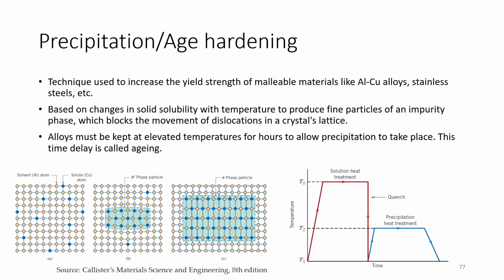Last is precipitation or age hardening. This technique increases the yield strength of malleable materials like aluminum, copper alloy, and stainless steel. It is based on changes in solid solubility with temperature to produce fine particles of an impurity phase, which block the movement of dislocations in a crystal's lattice. Alloys must be kept at elevated temperatures for hours to allow precipitation to take place. This time delay is called aging.